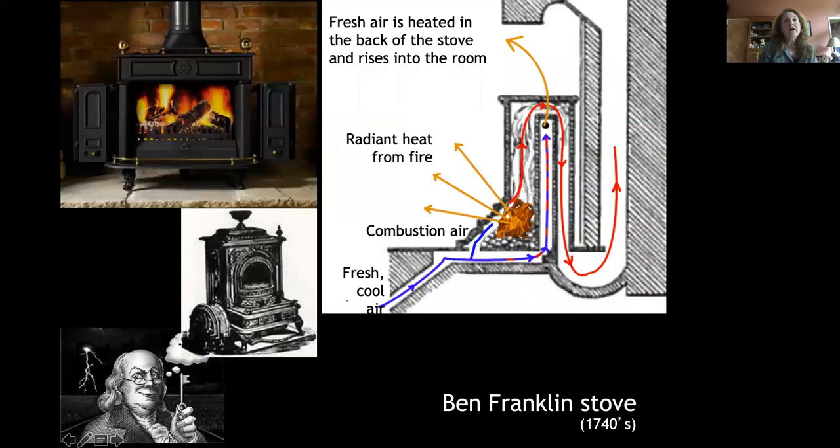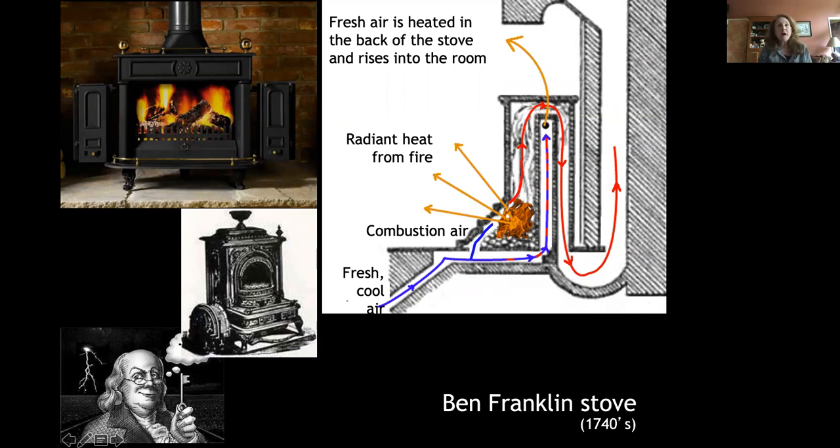So along came Ben Franklin, and he developed around in the 1740s the cast iron stove. And this is a considerable improvement over your basic fireplace. So it did a few things.